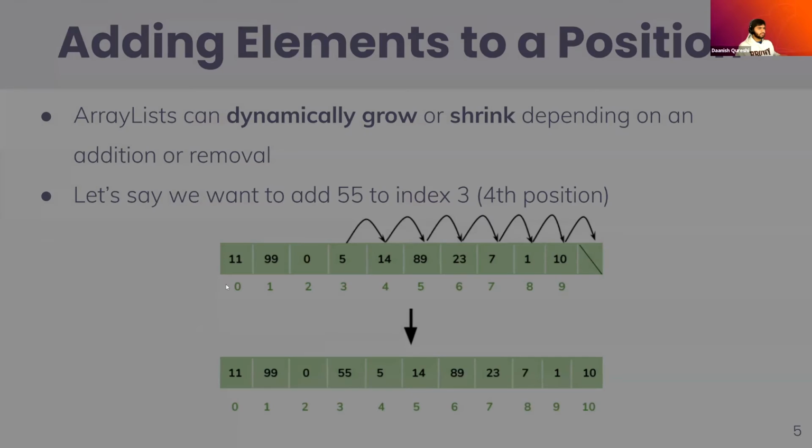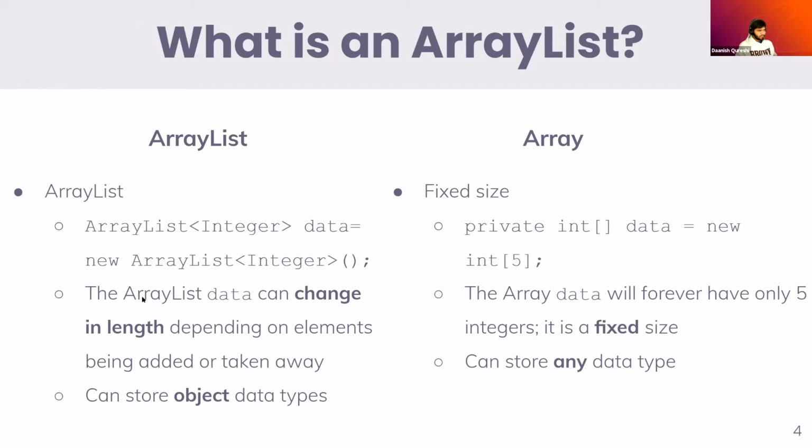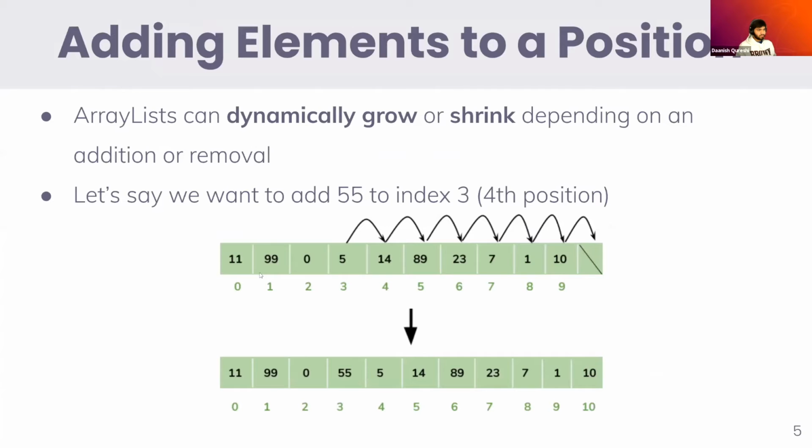Okay. So as we said back here, array lists can change in length. So this length just went from 10 total elements to 11 total elements. See here, we have 0 through 9, and now once we added it, it's 0 through 10. So the array list stays the same, except we add 55 to the third index, and everything else gets an index of what? Can anyone answer that for me?